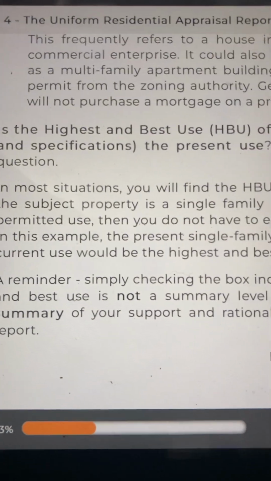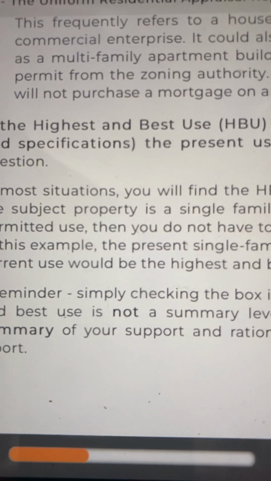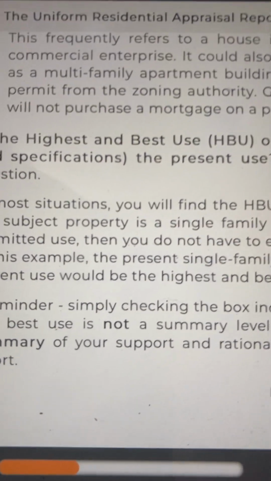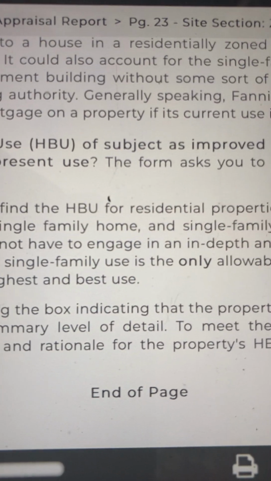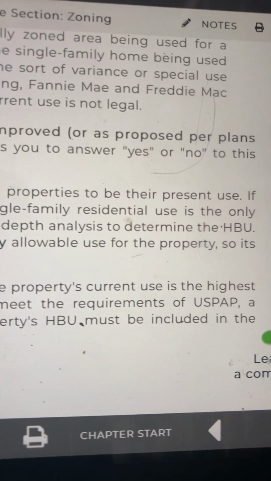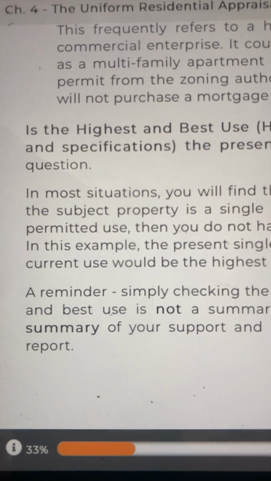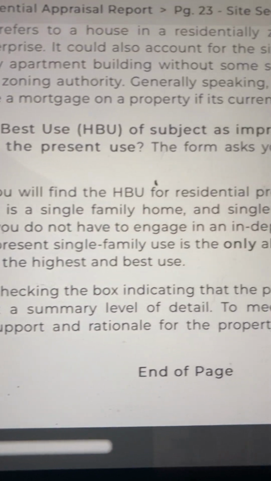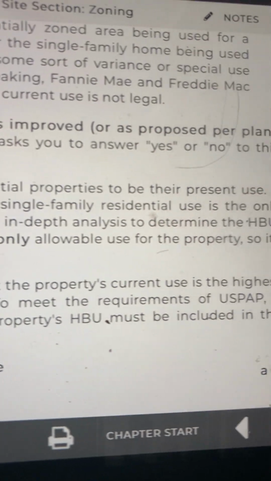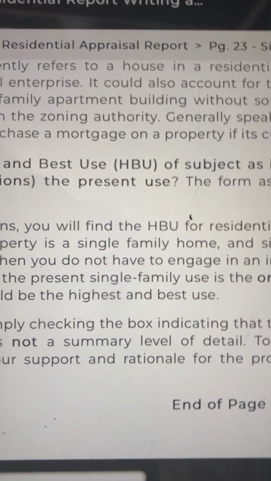A reminder, simply checking the box indicating that the property's current use is the highest and best use is not, that's highlighted, a summary level of detail. To meet the requirements of USPAP, a summary, that's highlighted, of your support and rationale for the property's highest and best use must be included in the report. End of page.